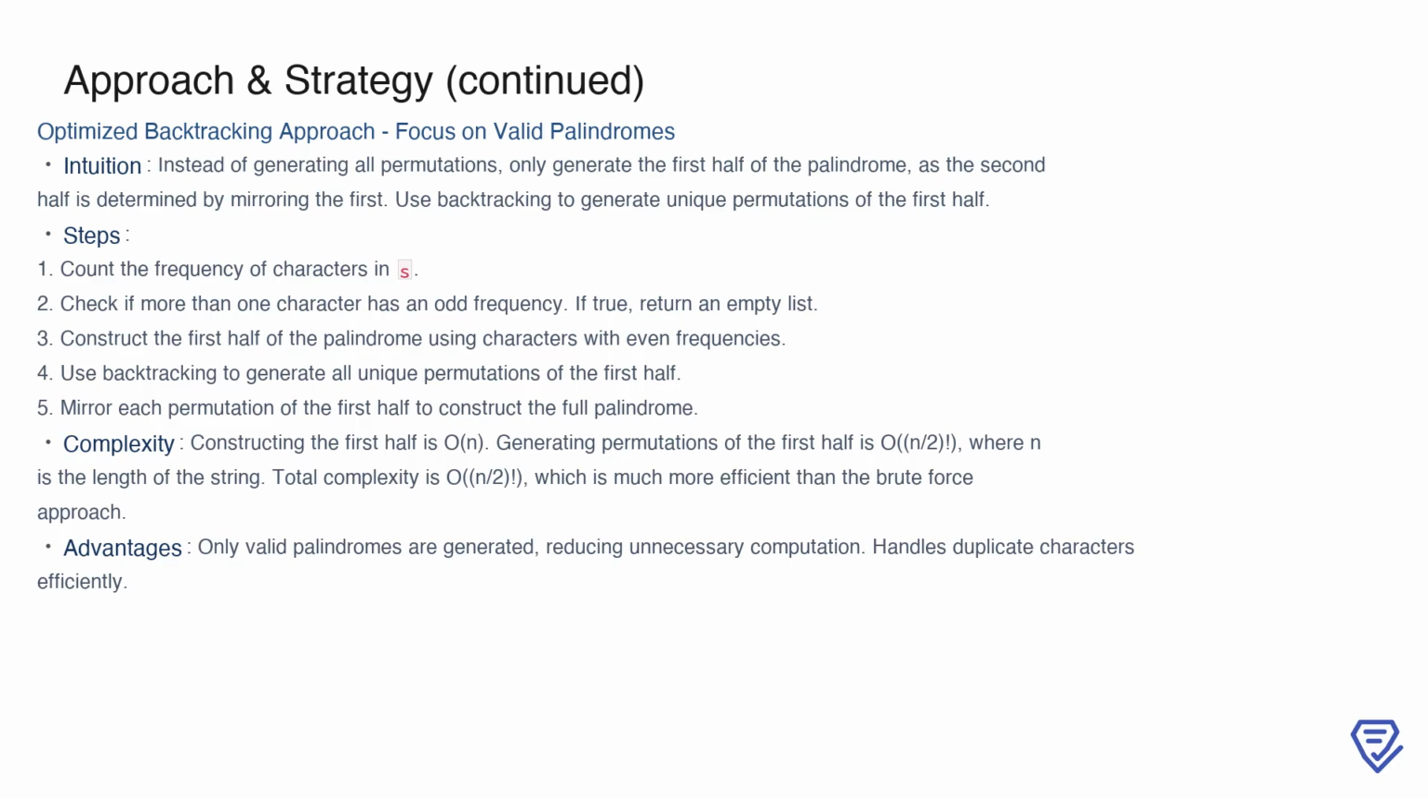Lastly, for each permutation of the first half, you mirror it to construct the full palindrome. This approach is far more efficient than brute force because it avoids generating invalid permutations entirely. The complexity is reduced to n/2, where n is the length of the string, since you're only working with half the characters. Additionally, it handles duplicate characters efficiently, making it both robust and scalable.